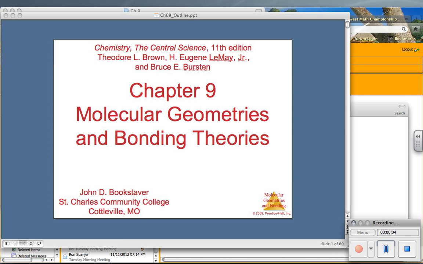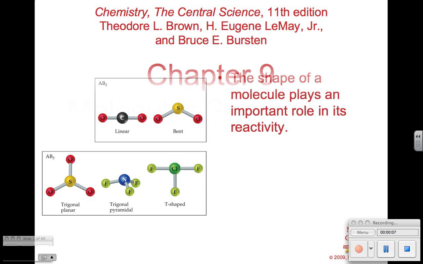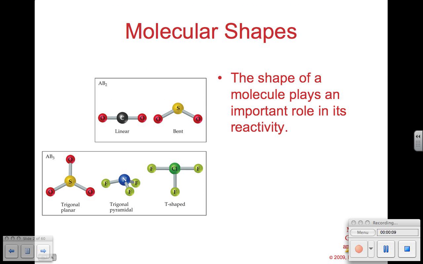Okay, let's begin. Go ahead and head into chapter 9 here. We talked about doing Lewis dot structures, how bonds are made, determining the basic structure. So now we want to get into the actual shape, the physical three-dimensional shape that a compound or a molecule might have. So, getting into molecular shape.